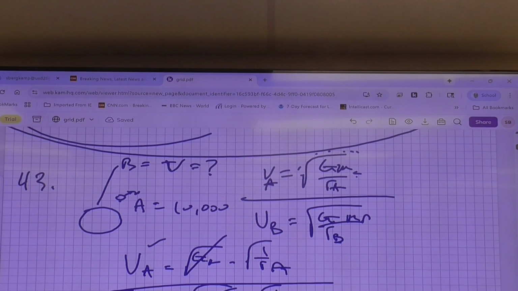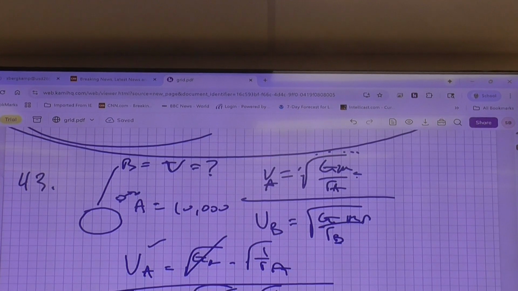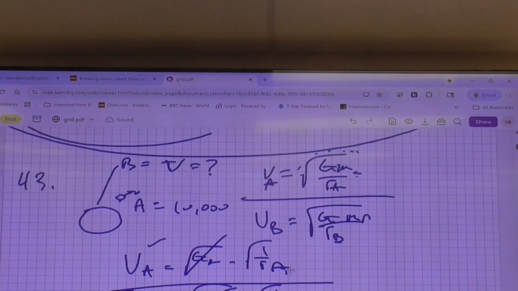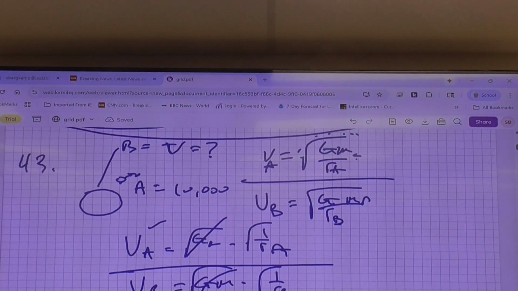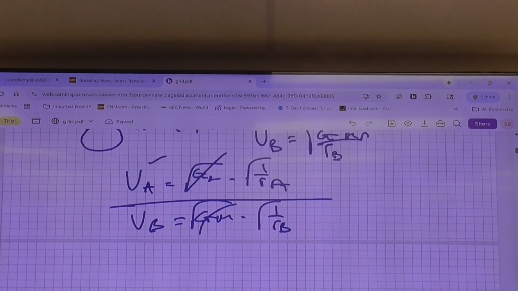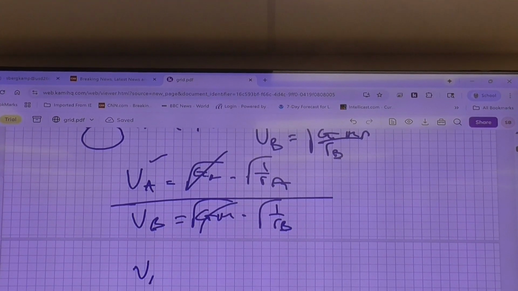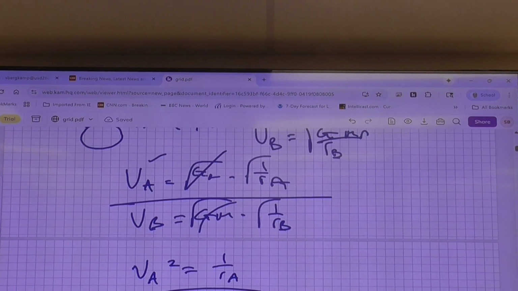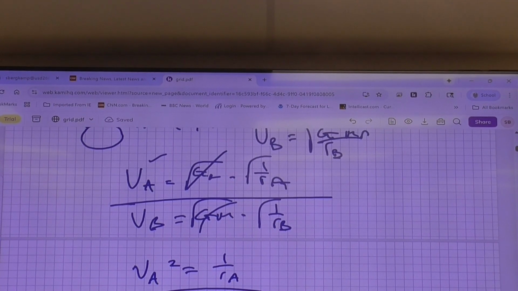10,000, right? You're given that number. So here's the story. If you're clever, what are you going to let the radius of A be? 1. What are you going to let the radius of B be? 2, because it's twice as far. Now, since I hate fractions, I would square both sides and I'd get VA squared equals 1 over the radius of A, and then I'd have VB squared equals 1 over the radius of B.